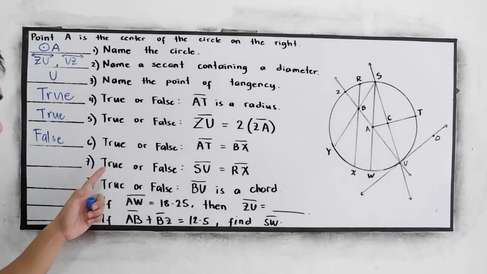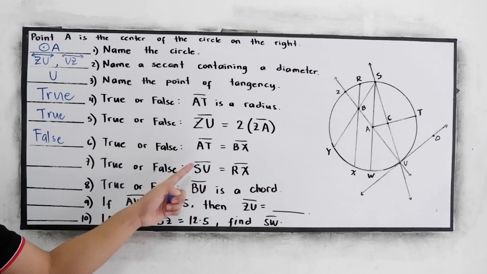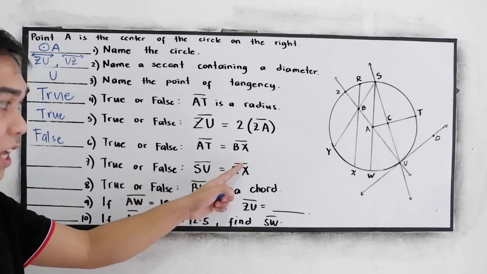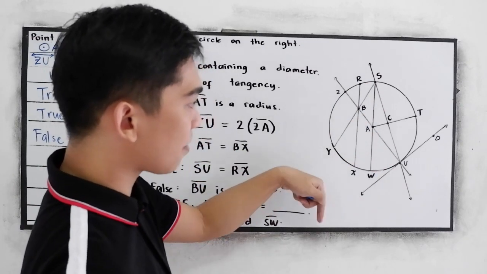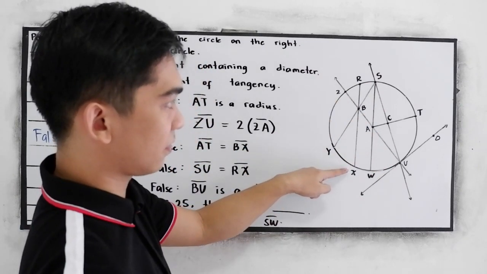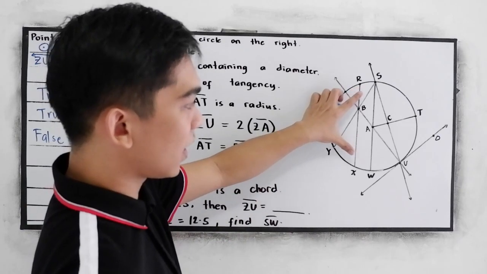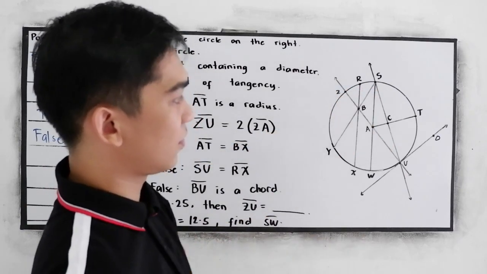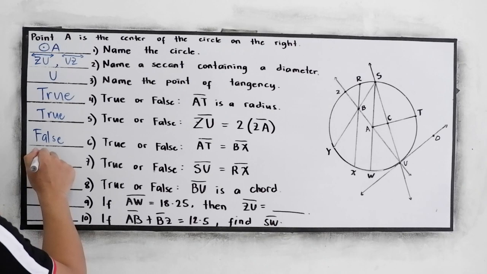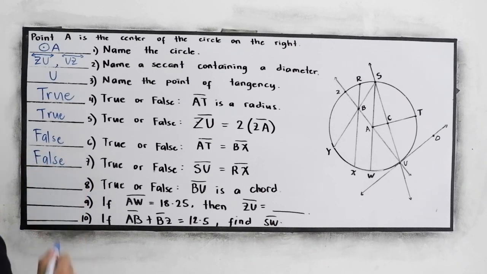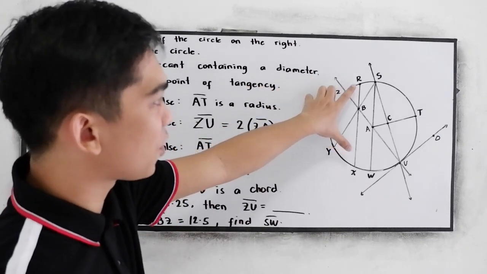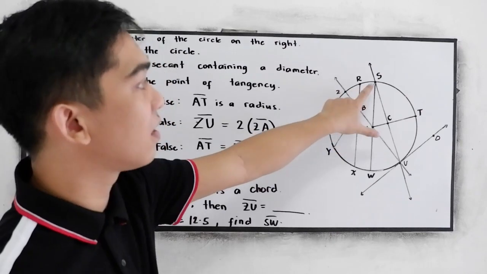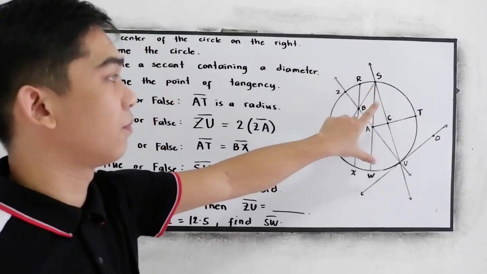Number 7, true or false? Segment SU is equal to segment RX. Are they equal? False. Because they are not the diameter, or we don't have a given measurement for RX and segment SU.